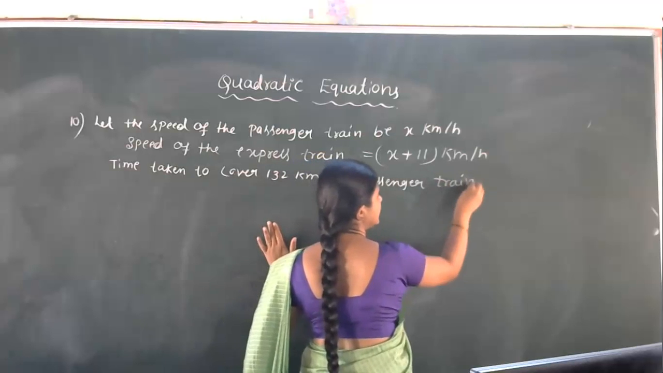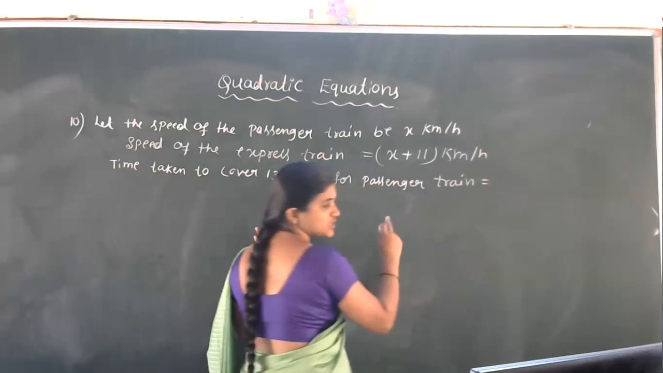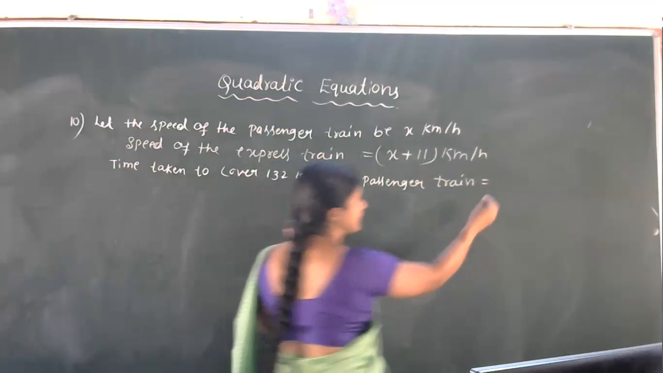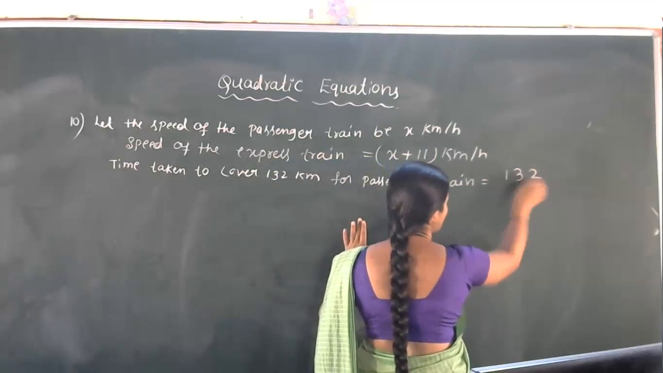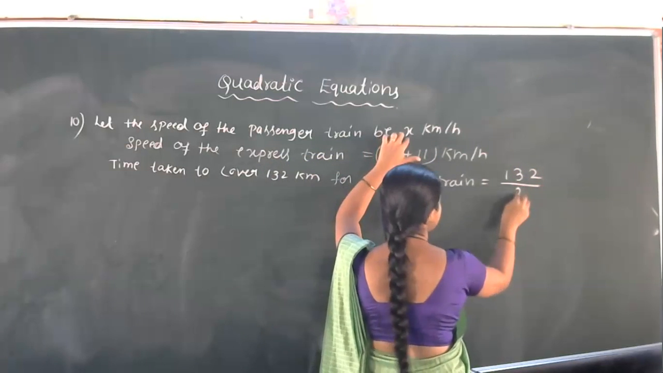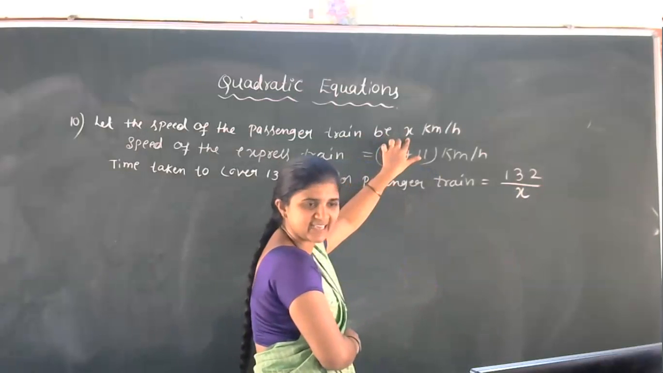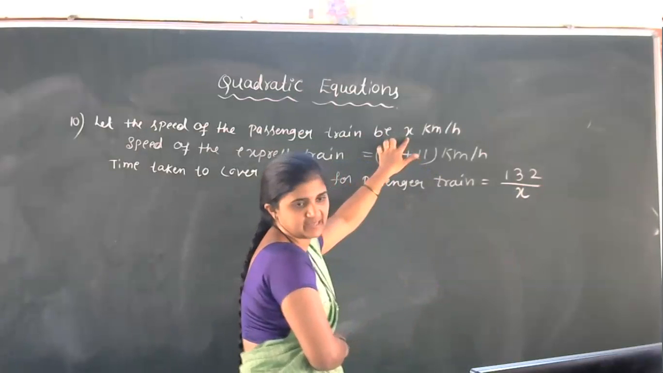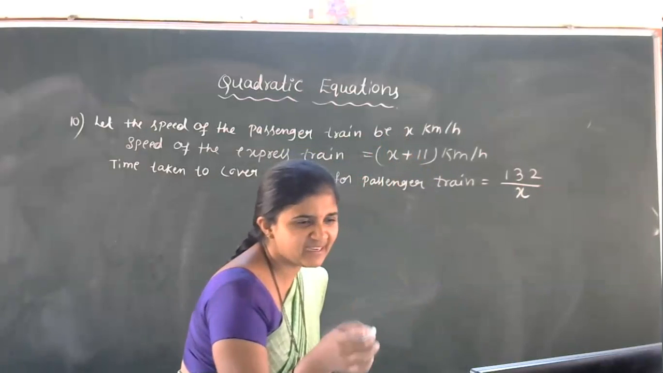Time is equal to distance divided by speed. Distance is 132 kilometer divided by passenger train speed is x. 132 divided by x.